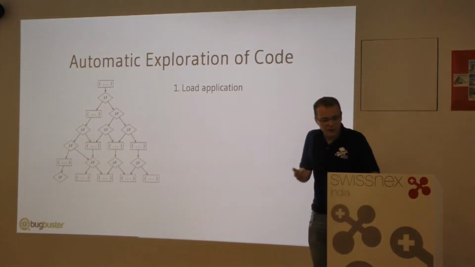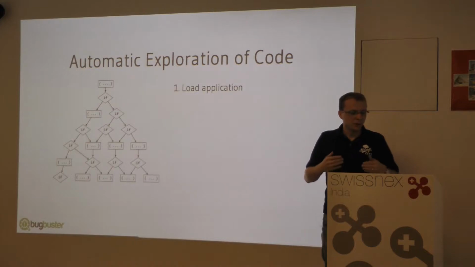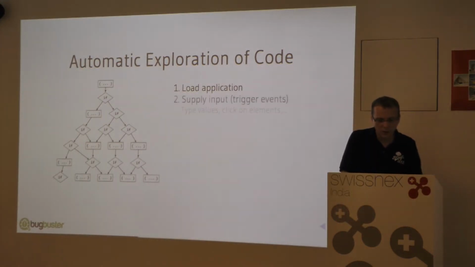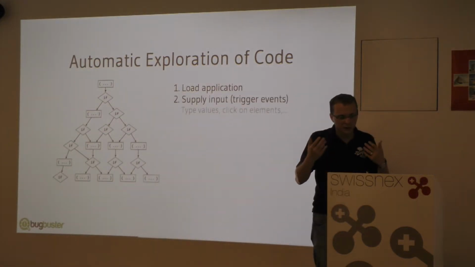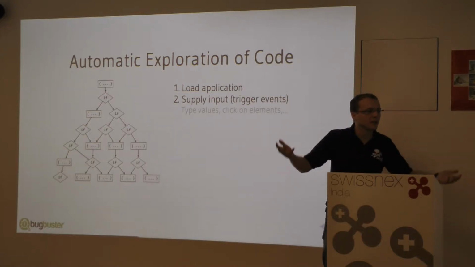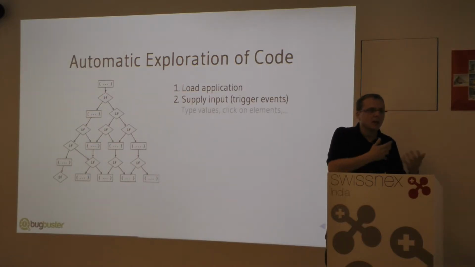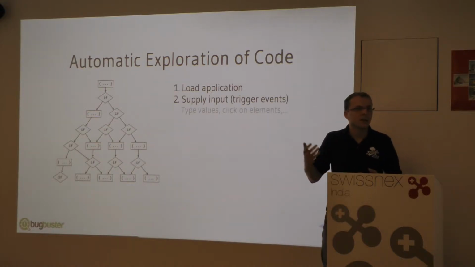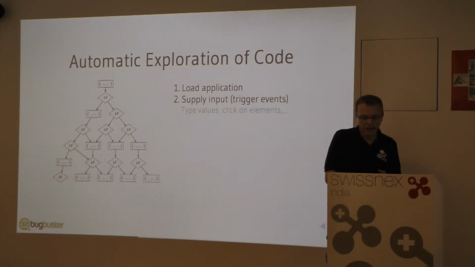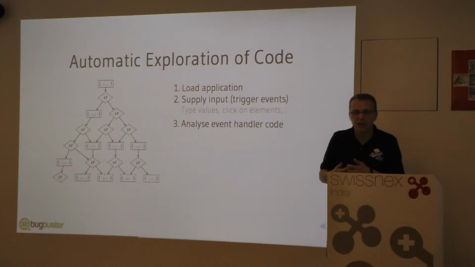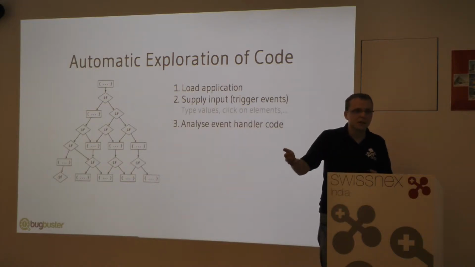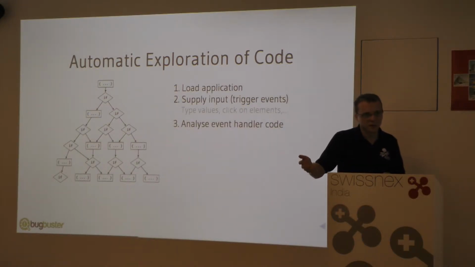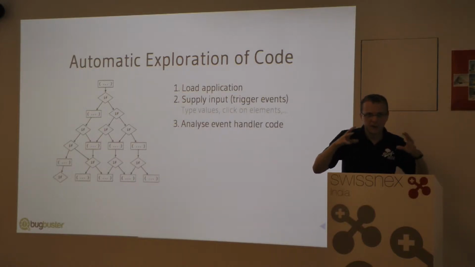So how does it work in practice? Bugbuster will load your application and start to figure out what actions it can do. It can maybe click on a button, or type something somewhere. This will trigger some event that will be analyzed by our dynamic analysis system, which is the heart of Bugbuster.